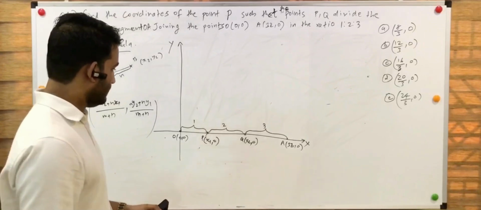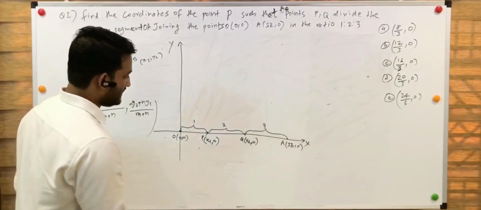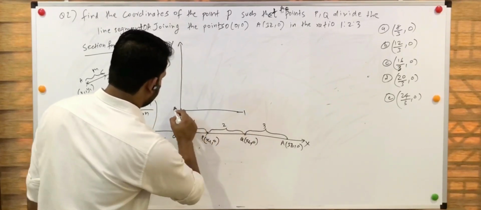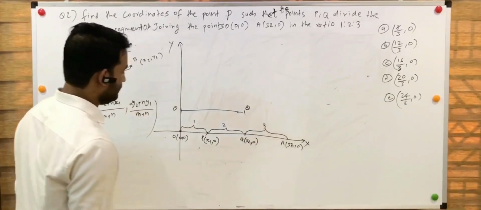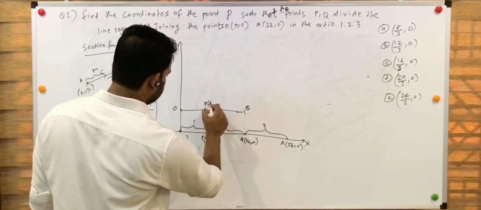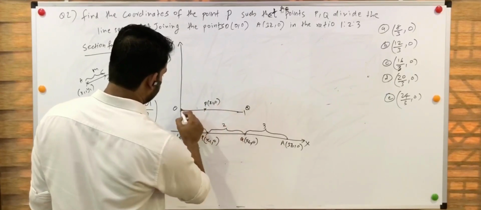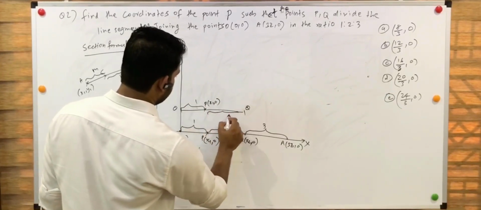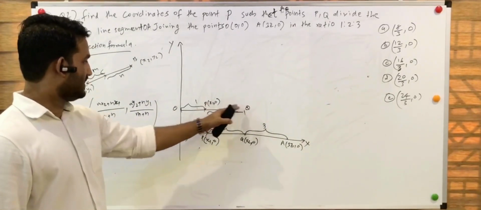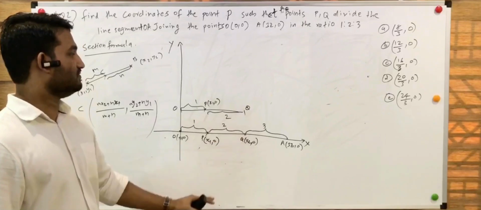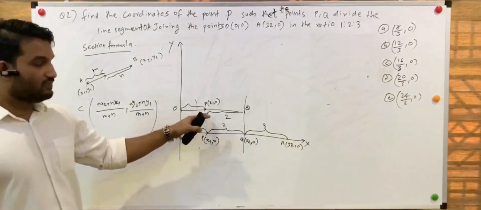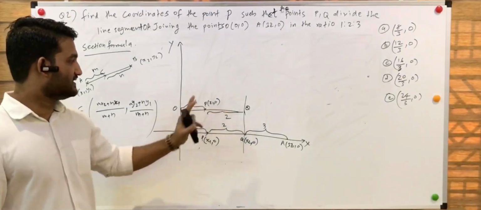Now here, first I take one line segment OQ and the internal point P. This is (x1, 0), and the line segment OQ is divided by P in the ratio 1:2. I take only this part. So here first I am going to apply the section formula in this section.